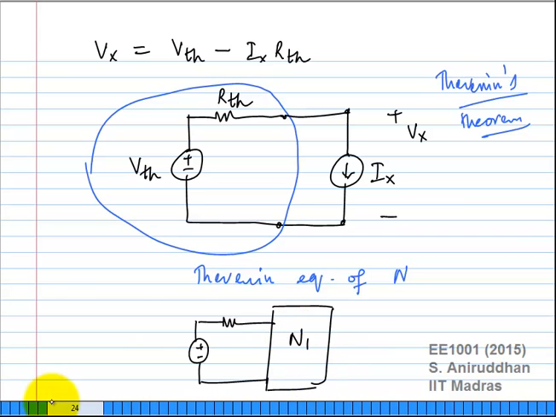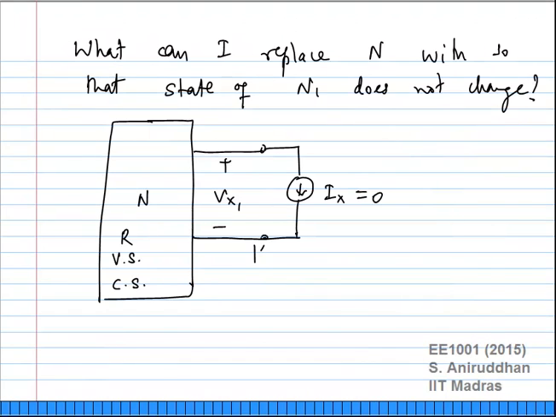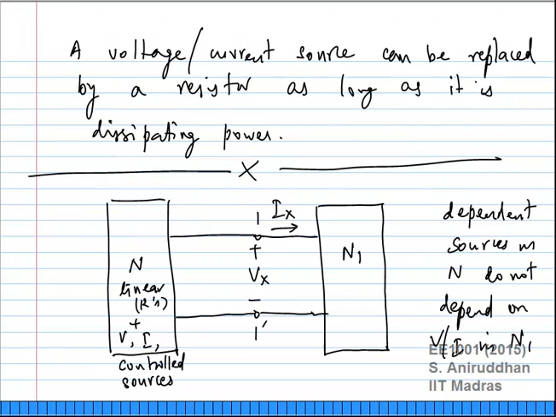This is N1 and this is RTH, and you can figure out what happens inside N1 very easily. You don't have to solve for everything. Now, when we started off, we said we want to replace N by something very simple. We know there is some voltage Vx and Ix, right?